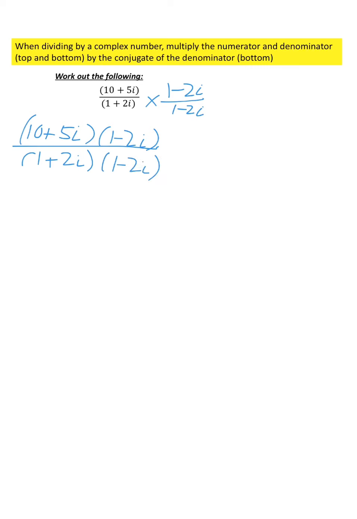Okay, so in this question I'm going to deal with the numerator and the denominator separately and then put them back together at the end. So for the numerator I'm going to have 10 times (1 minus 2i) and then plus 5i times (1 minus 2i). Okay, expanding this now.